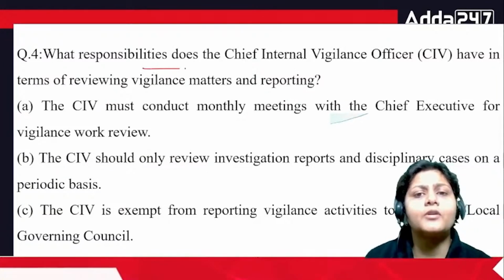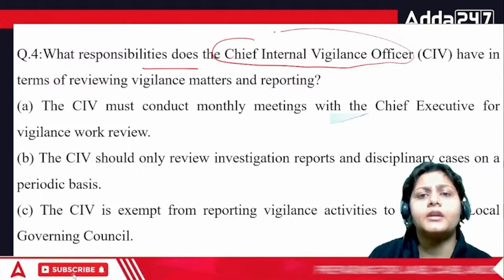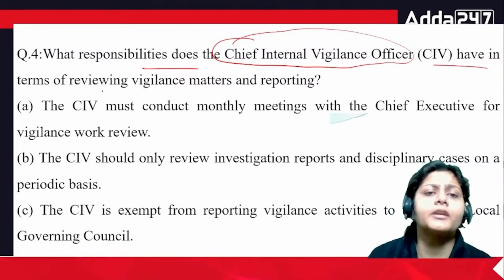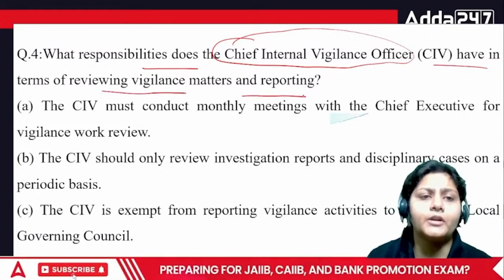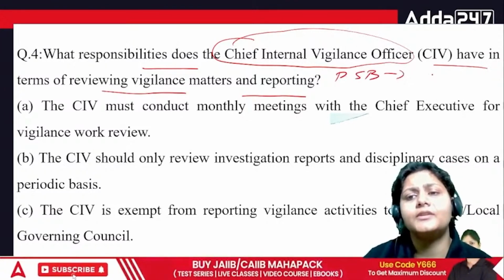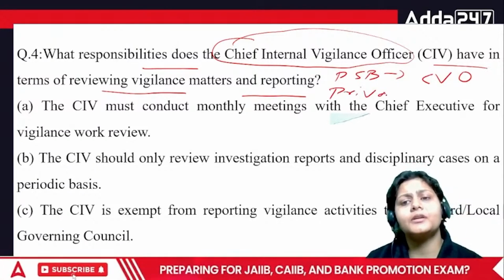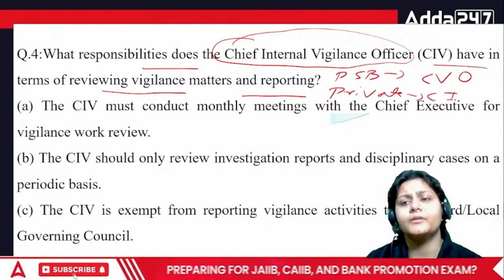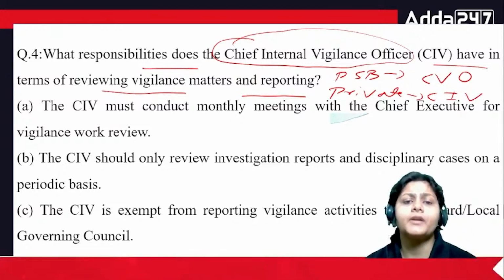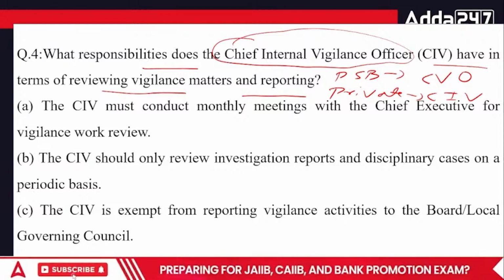Now, what responsibility does the Chief Internal Vigilance Officer have in terms of reviewing vigilance matters and reporting? Normally in a public sector bank the designation is CVO, that is Chief Vigilance Officer, but for a private bank the similar designation is CIV, Chief Internal Vigilance Officer. So which one is the right option with respect to them?